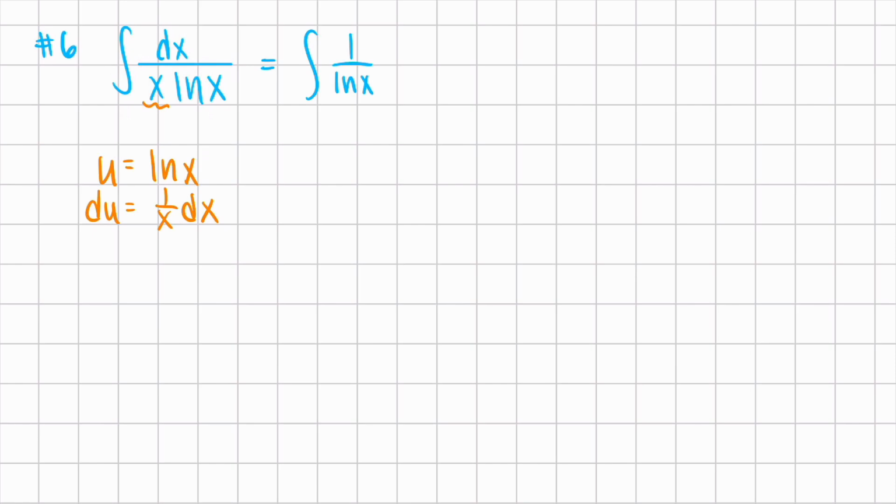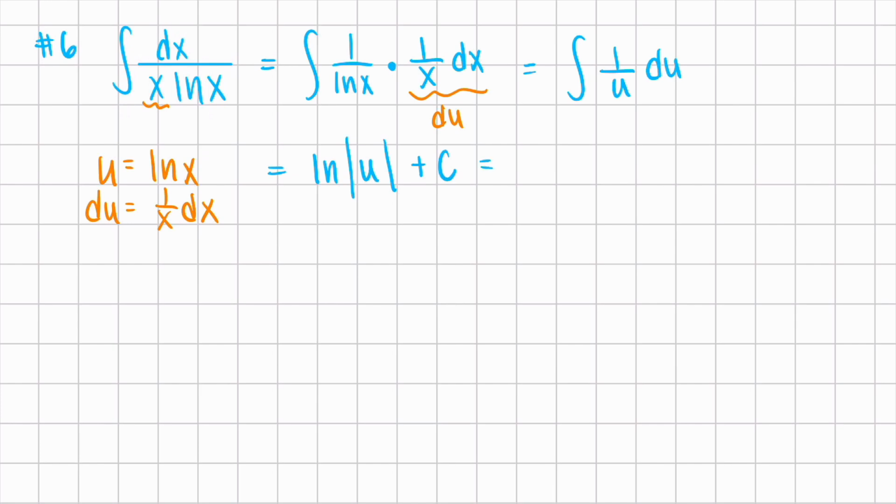I have my 1 over natural log of x. I'm going to move my 1 over x over just to kind of show you. So this whole part is going to be my du, and then I'm going to have 1 over u. So let's rewrite it. Okay, let's integrate. Keep in mind that the integral of 1 over u is the natural log of the absolute value of u. And we don't want it to be in terms of u, we want it to be in terms of x. So I have the natural log of the natural log of x plus c. So it looks kind of funny, but that is our answer.